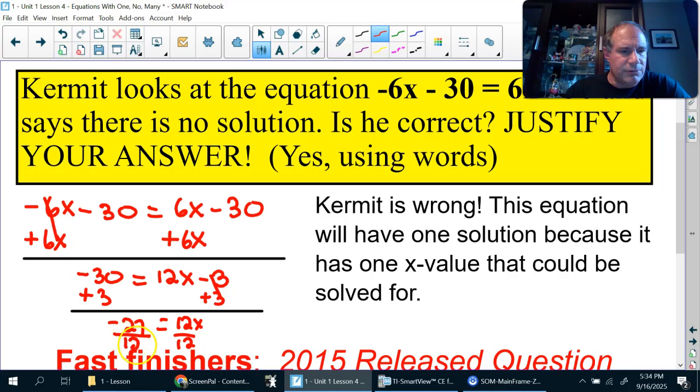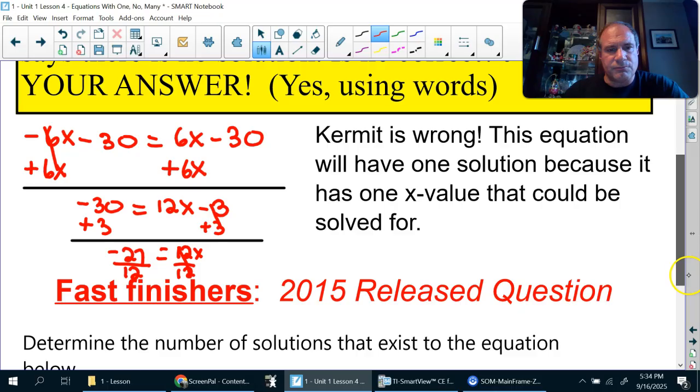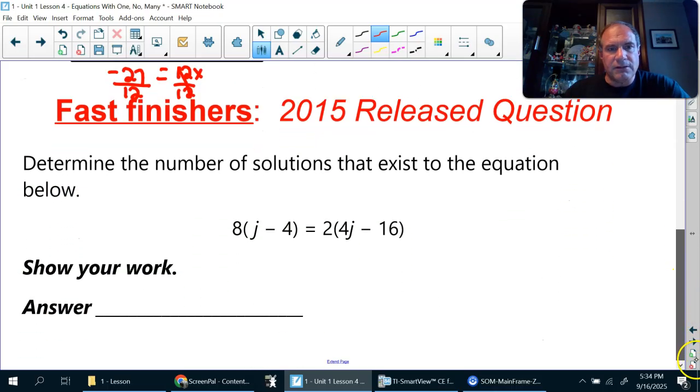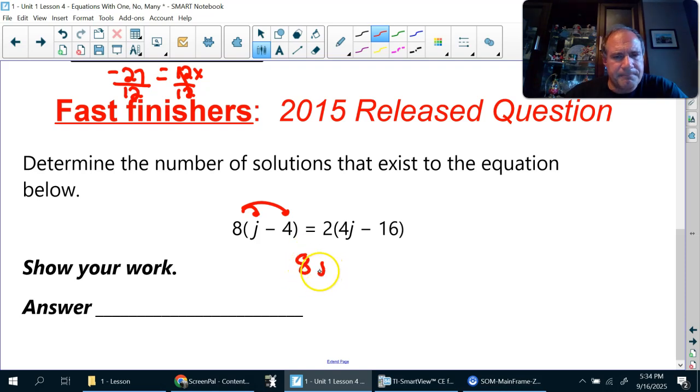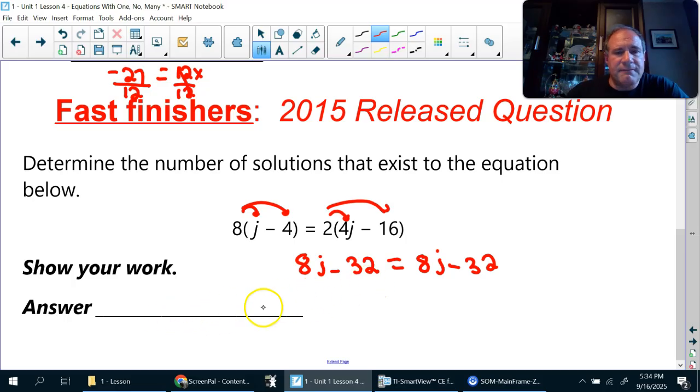They don't even tell you to solve for the solution. It's just that it is one x value. You will have only one solution there. So this says to determine the number of solutions, we have 8j minus 32. This is 8j minus 32. And that is infinitely many solutions.